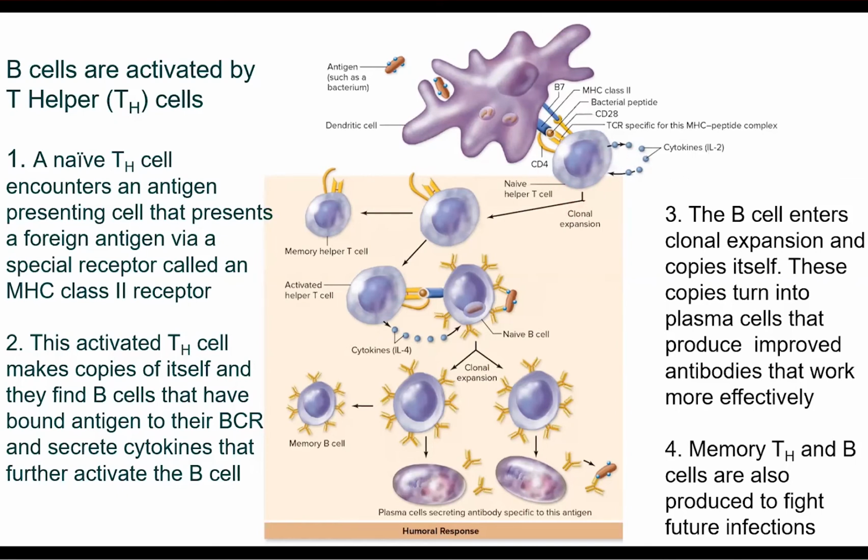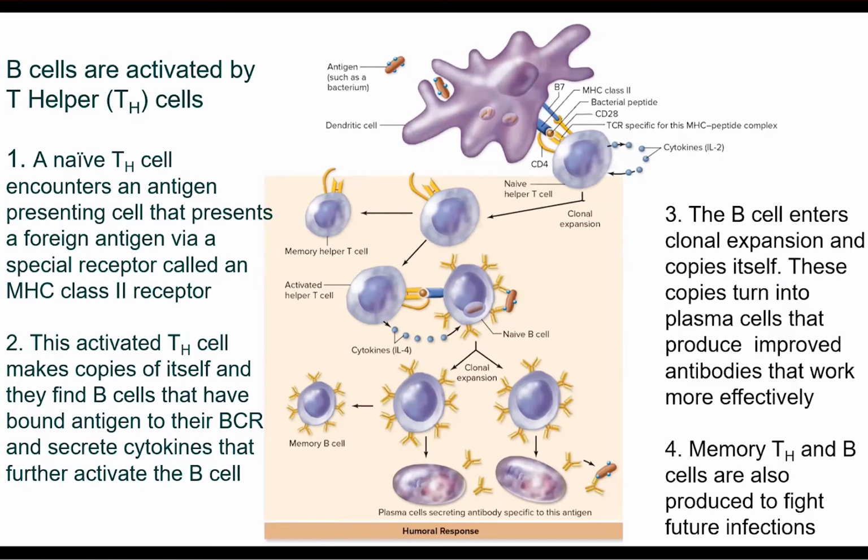The APC is presenting a protein epitope complex to a special receptor called a major histocompatibility complex, or MHC class II receptor, to the T cell's T cell receptor, or TCR. Now, a professional APC can be a dendritic cell, a macrophage, or even a B cell. The TCR binds or recognizes the protein epitope, and the T helper cell activates. Then, this now activated T helper cell carries out clonal expansion, making copies of itself.